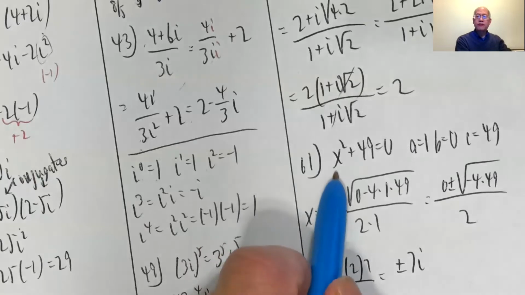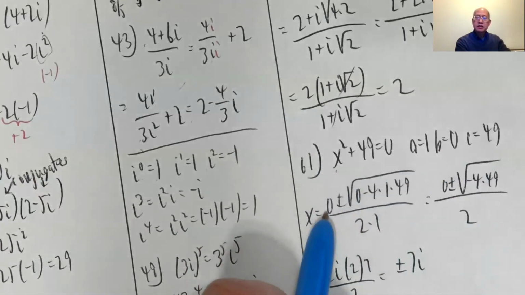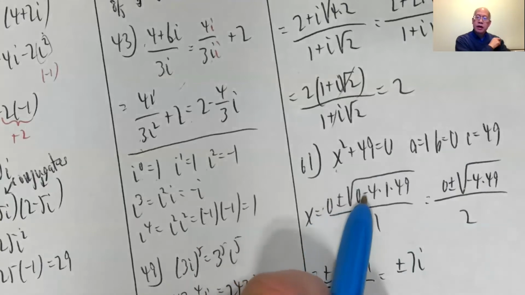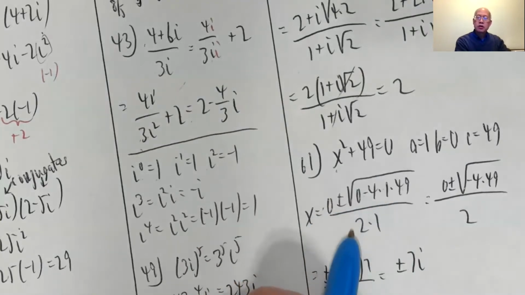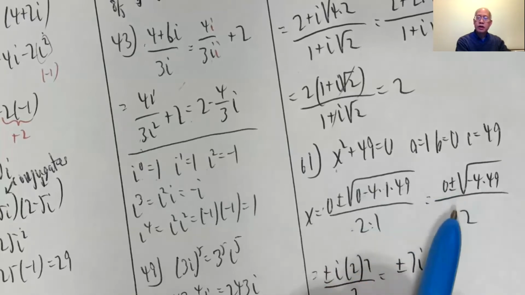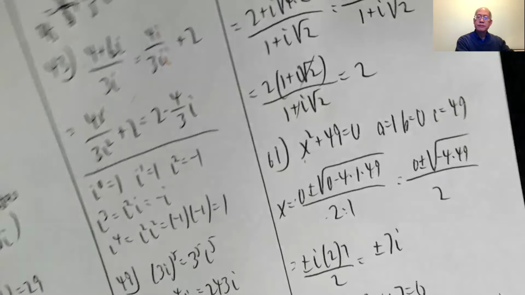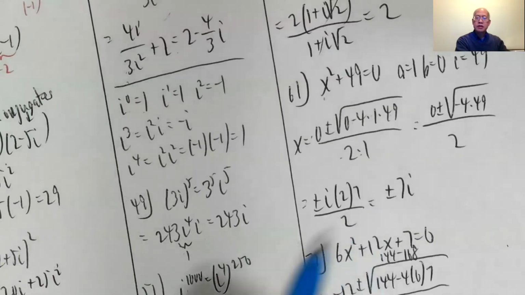61, solve by the quadratic formula. a is 1, b is 0, c is 49. So x is negative b, that's 0, plus or minus the square root of 0 squared, minus 4 times a times c over 2 times a. So I have negative 4 times 49. Take out the i, square root of 4 is 2, square root of 49 is 7. Cancel the 2, plus or minus 7i.